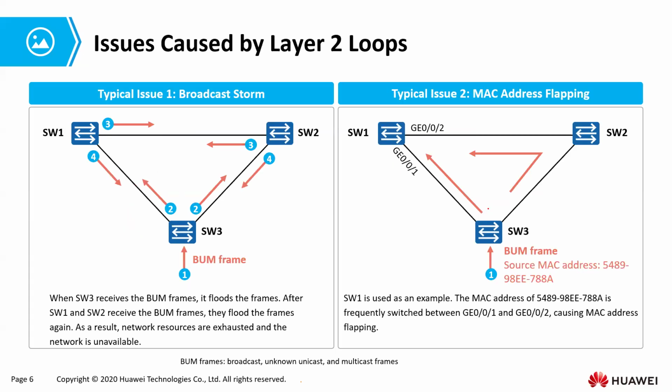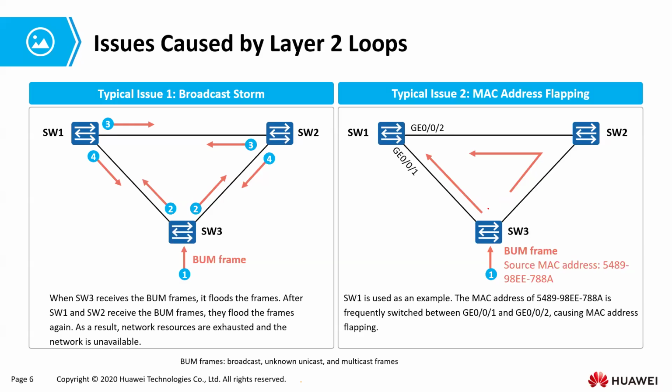Once we have loops, what comes with it? In summary, what causes loops is trying to have redundancy. In a network, if you're trying to have redundancy, which is good by definition, you're going to have loops. What causes those loops? Number one, we have what we call broadcast storms.